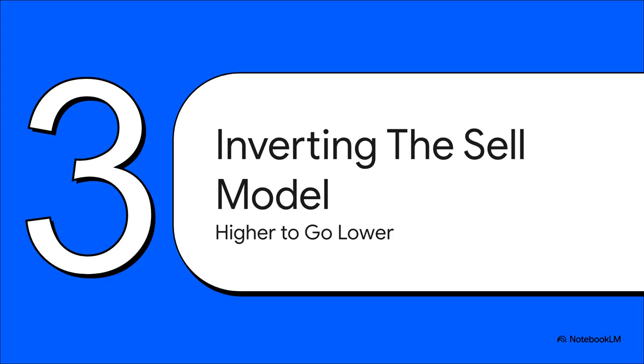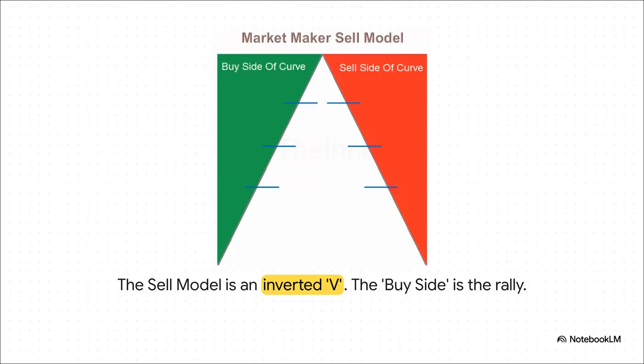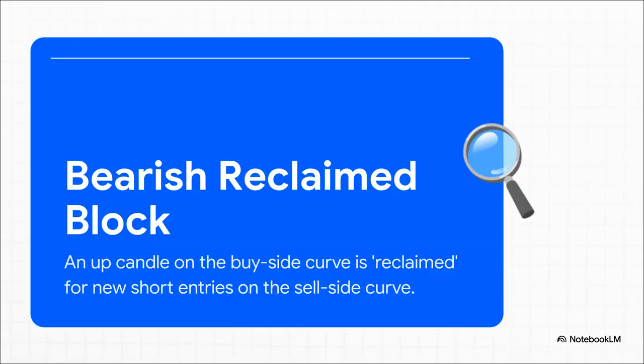We just flipped the entire thing upside down. This is all about how price needs to climb higher before it can take a major nosedive. And here it is. The sell model forms this A shape or an inverted V. The rally up on the left is the buy side of the curve. This is where market makers are hedging and quietly building up their short positions. Then, after the top is in, the big drop on the right side is the sell side of the curve. That's where the real move unfolds.